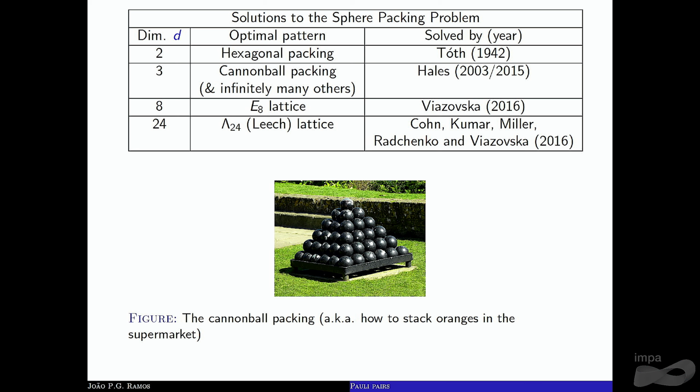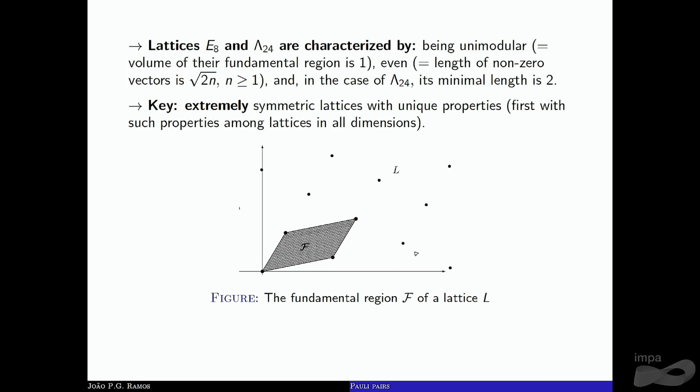So let's look a little deeper into these two dimensions. These two structures, the Leech lattice and the E8 lattice, can be characterized by the following properties. They're both unimodular lattices. That is, the volume of the fundamental region that the lattice induces is 1.